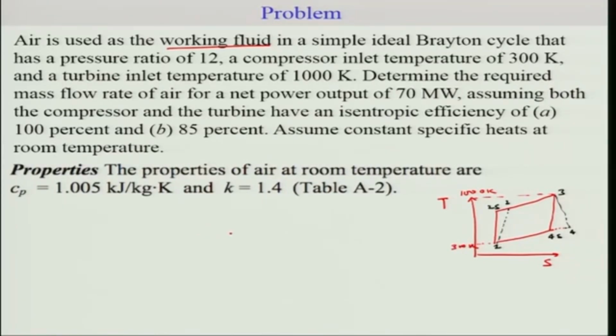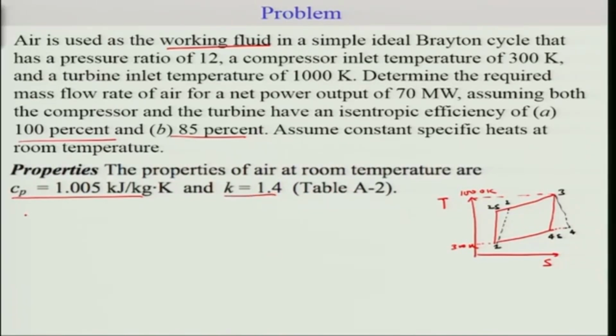Okay. Now what we have to do is determine the required mass flow rate of air for a net power output of 70 megawatt, assuming both the compressor and turbine have an isentropic process. In the first case, we consider an ideal condition, that is 100%, and then the actual condition where the efficiency is 85%. Okay, we will be considering constant heat capacity. Heat capacity from the table A2 is given here.